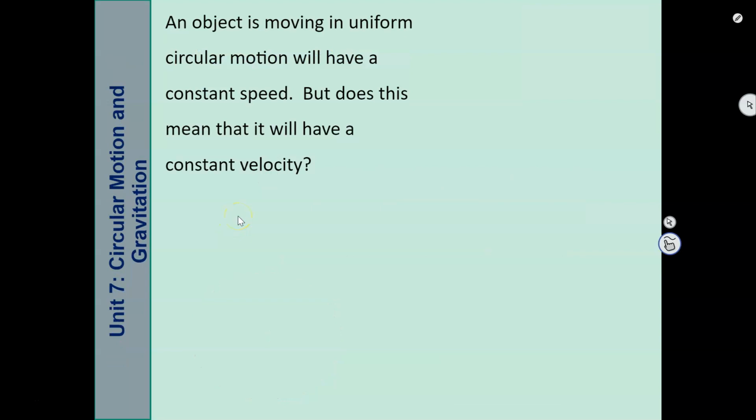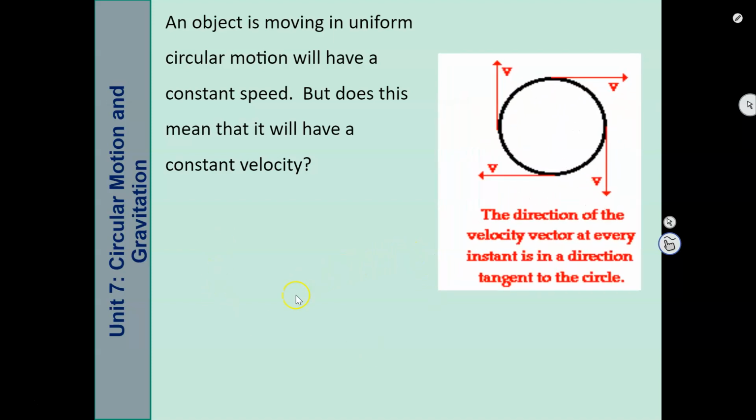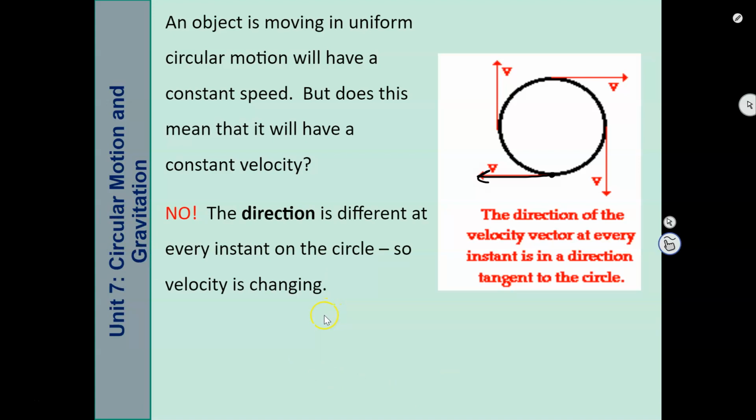An object moving in uniform circular motion will have a constant speed, but does this mean that it has a constant velocity? We've kind of already addressed this, and we said no. The direction is going to be different at every instant. If this object was moving around in the circle, the velocity vector at any point is going to be tangent to that circle. So the velocity would be tangent to the circle at that particular point, and the velocity is always changing.